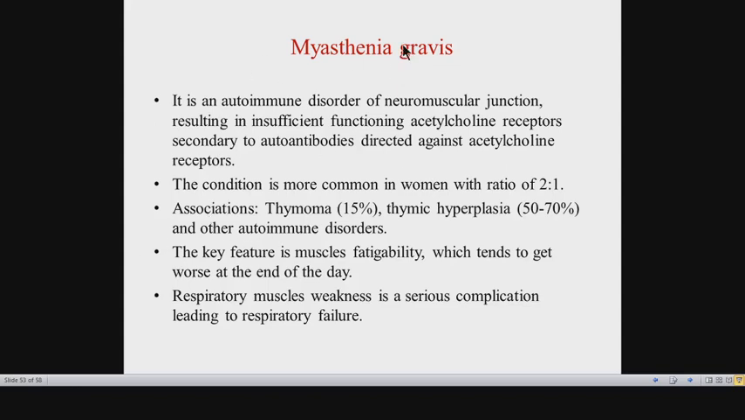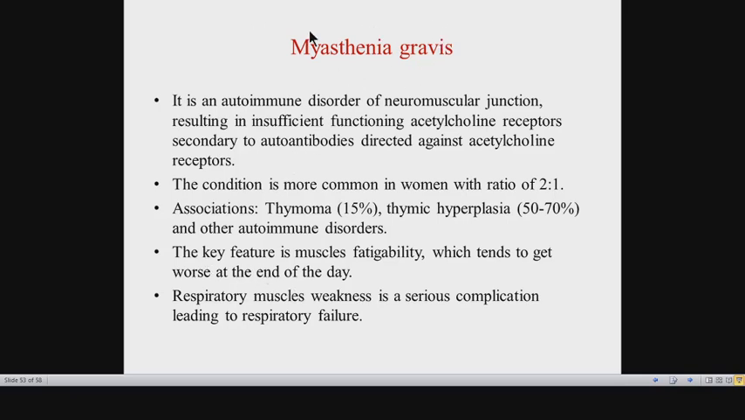But anyway, myasthenia gravis has been shown to be associated with thymoma, and more commonly with thymic hyperplasia in 50 to 70% of cases. Also, because it's an autoimmune disease, that means it can be associated with other autoimmune conditions, like autoimmune hypothyroid disease, for example, like pernicious anemia, or any autoimmune disease can be seen with myasthenia gravis as well.